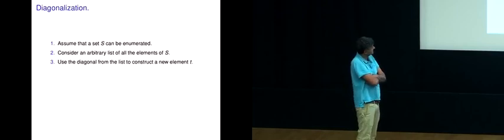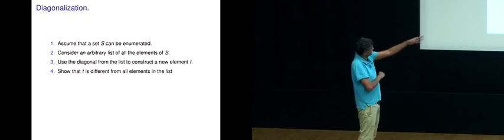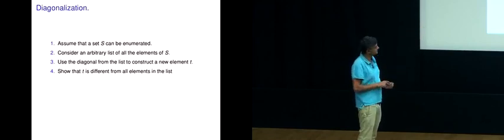Okay? So diagonalization, what does it look like? Assume that a set S can be enumerated. Consider an arbitrary list of all the elements of S. Use a diagonal from the list to construct a new element. That's what we did. This is the diagonal. Okay, show that T is different. This new element T is different from all the elements in the list. That's what the diagonal is being used for.